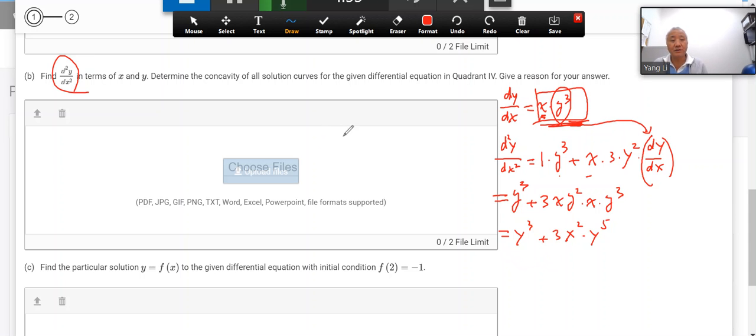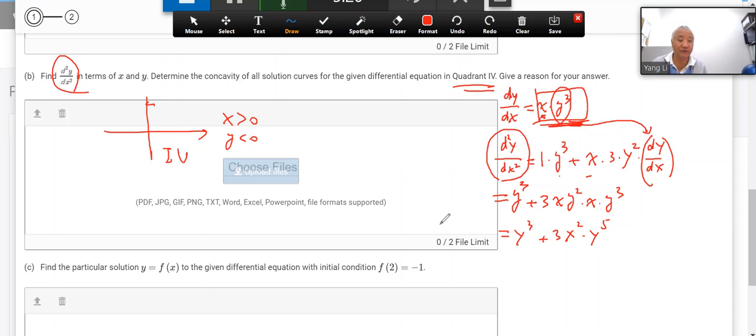they said you want to check the concavity of this function, right? In quadrant 4. Be careful here, quadrant 4 is here. x is greater than 0 and y is less than 0, right? And then to determine concavity, we need to find out the sign of the second derivative, either positive or negative, okay?